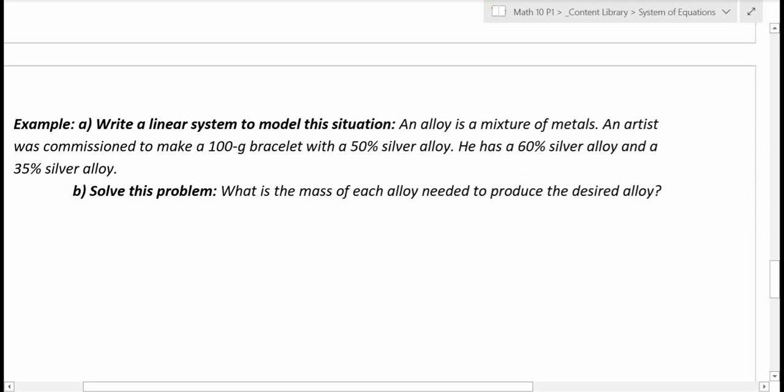It says, write a linear system to model this situation. It says, an alloy is a mixture of metals, okay? An artist was commissioned to make a 100-gram bracelet with 50% silver alloy. He has a 60% silver alloy and a 35% silver. Okay, solve this problem. Well, I guess we need to write a linear system first.